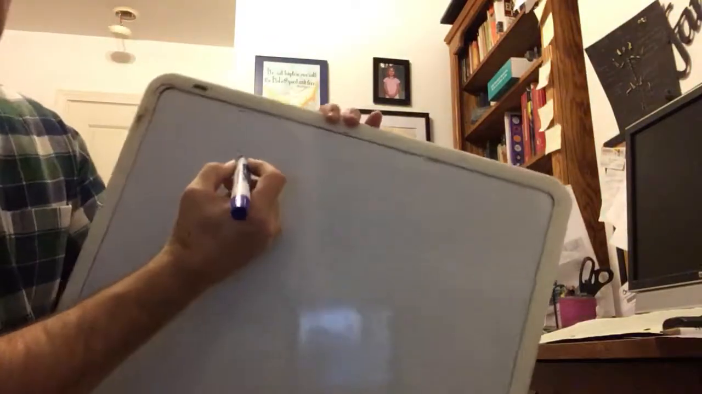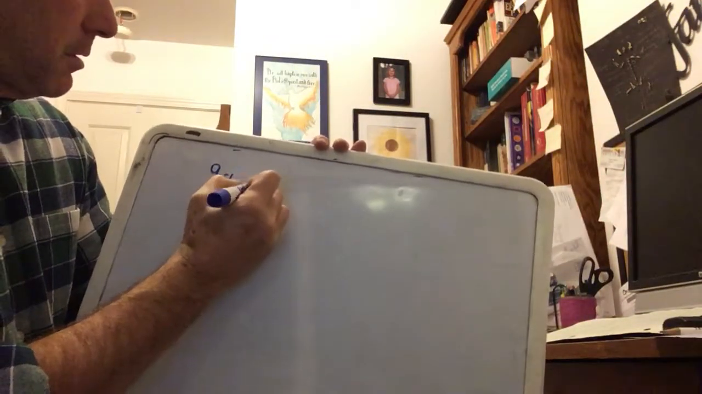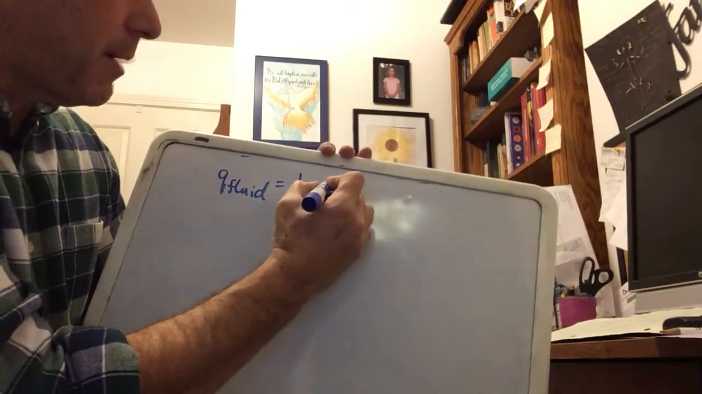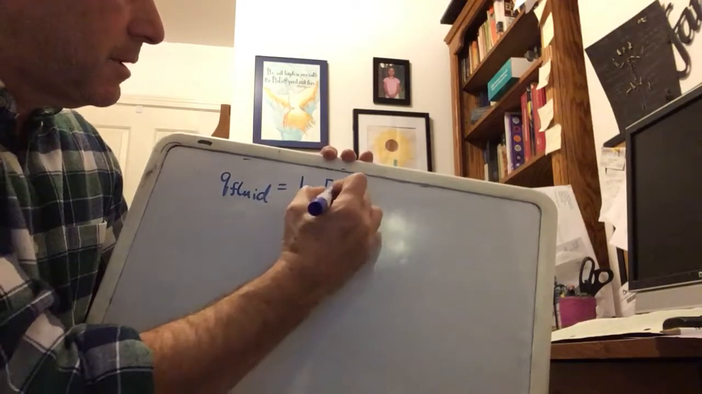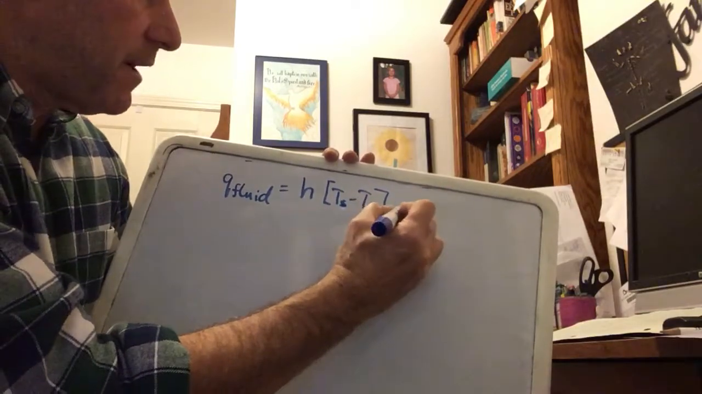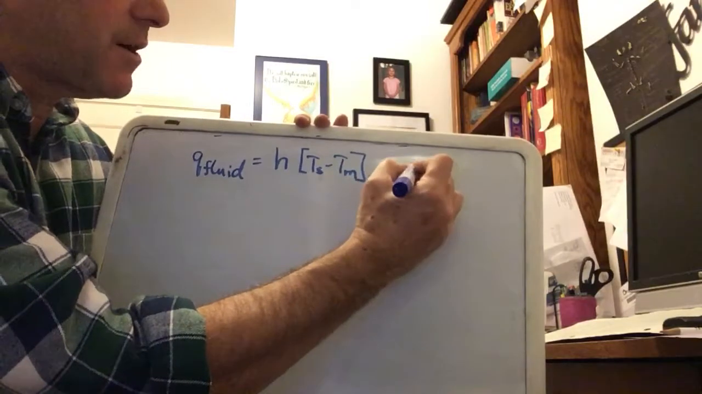So essentially what we're going to do if we're relating Q fluid and H is we're going to take the H value and multiply it by Ts minus Tm, effective, and don't write that down, I just want you to think about it, times the surface area.